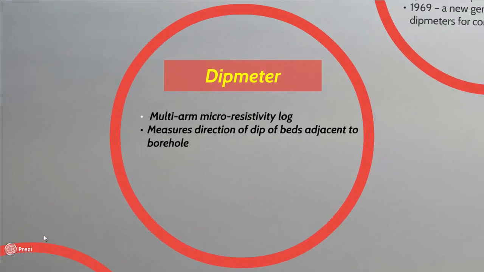Dipmeter is essentially a multi-arm microresistivity log. There are three or four spring-loaded arms that record separate microresistivity tracks, while within this tool the magnetic compass records the orientation of the tool as it is drawn up the hole. Software is used to correlate deviations on the logs and calculate the amount and direction of bedding dip. The resolution of the dips depends on the averaging scale, which could be both small scale and large scale.